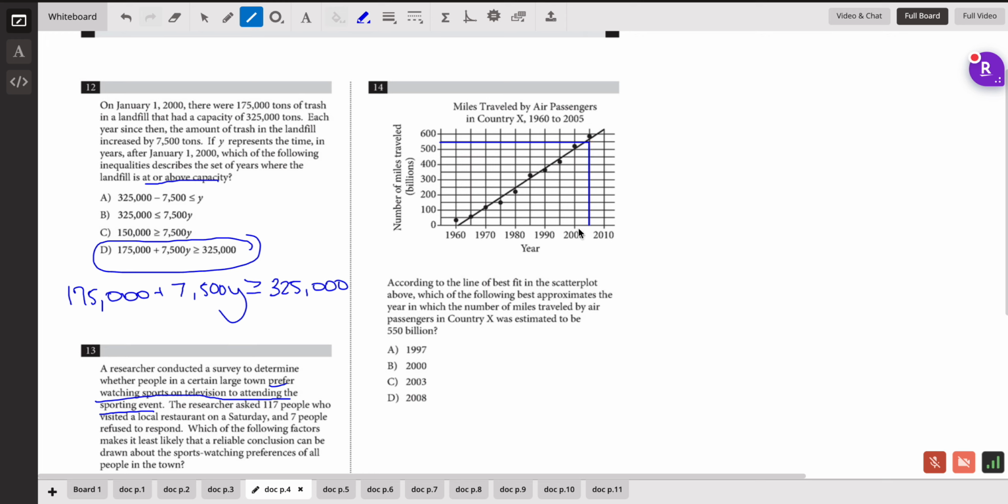And as you can see, it's somewhere between 2010 and 2000. So the closest answer here would be C, 2003. It actually goes a little bit also, my line isn't too great. It's a little bit before the 2005 line as well. So that's the correct answer, 2003.